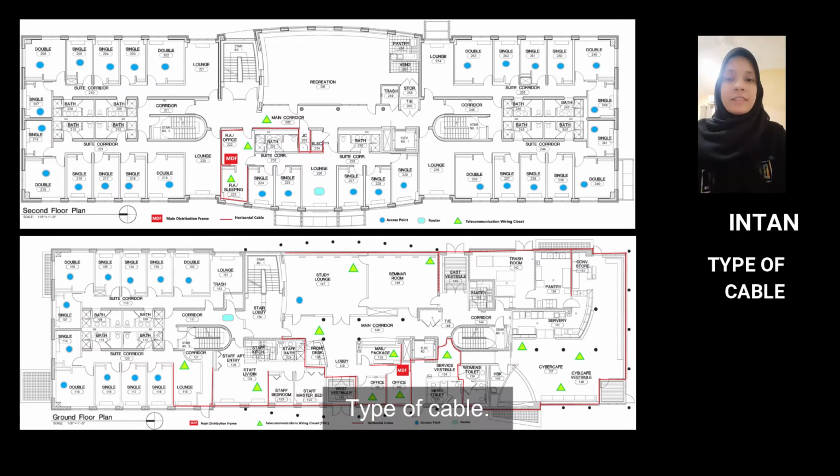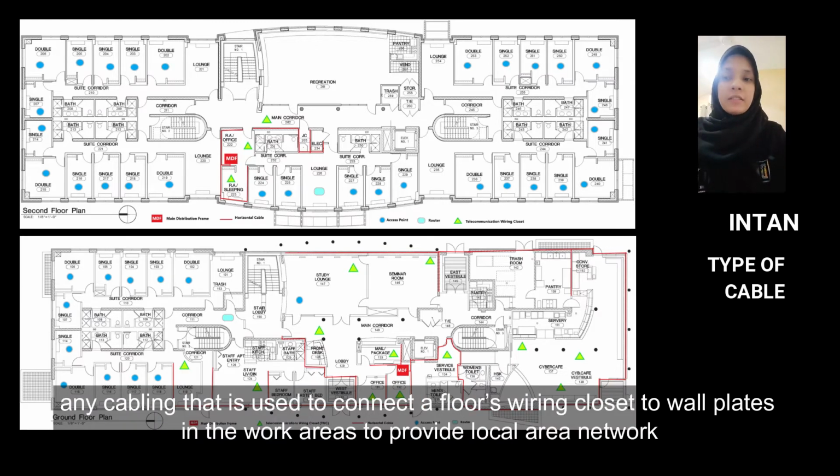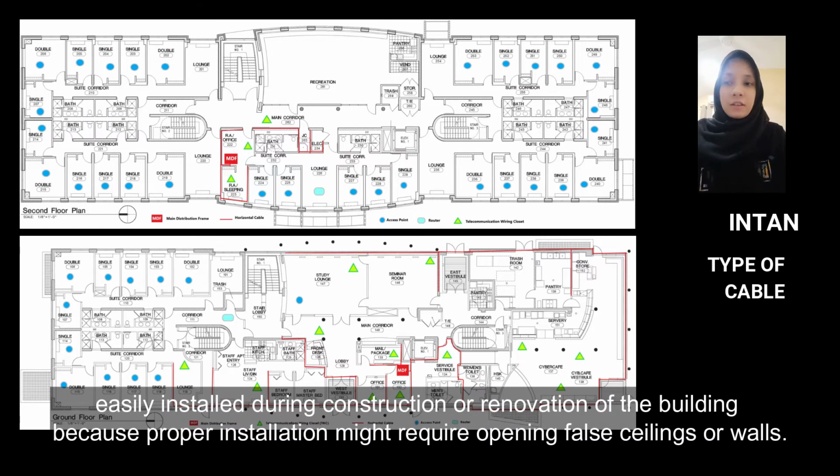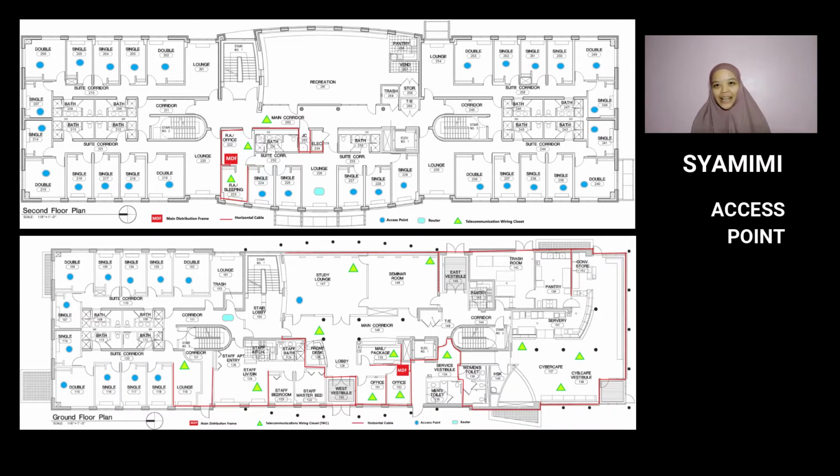Alright, next is the type of cable. The cable that is used in the floor plan is horizontal cabling. It is any cabling that is used to connect a floor wiring closet to wall plates in the work area to provide local area network, which is LAN, drops for connecting users' computers to the network. Horizontal cabling is easy to install during construction or renovation of the building because proper installation might require opening false ceiling or walls.